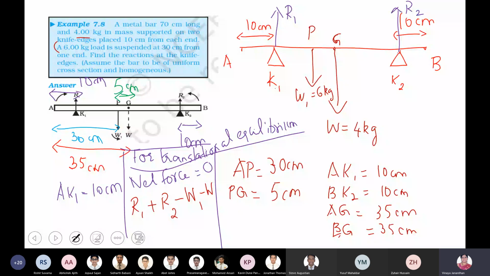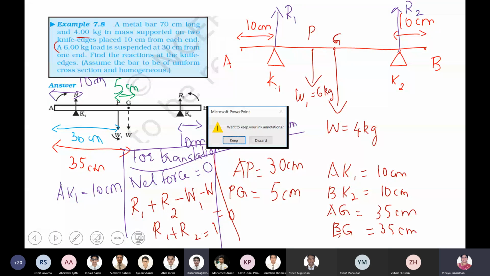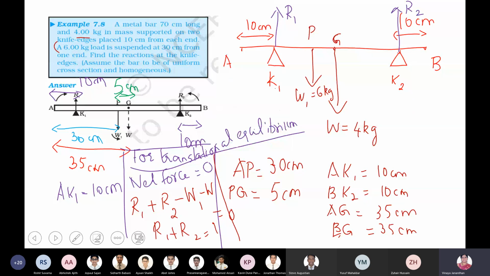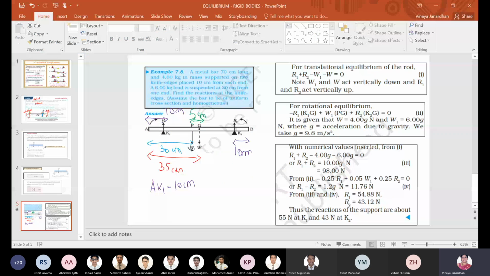Next period, I've borrowed the class. One second, boys. Can you get me the value of R1? Okay, boys, it is break time now. It will be in kilogram, you have to multiply by 9.8 to get newtons. Anyway, boys, I'll continue with this.